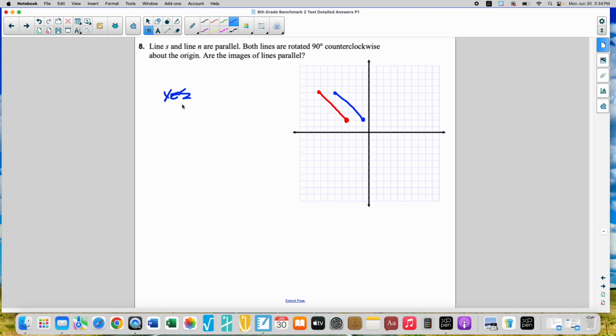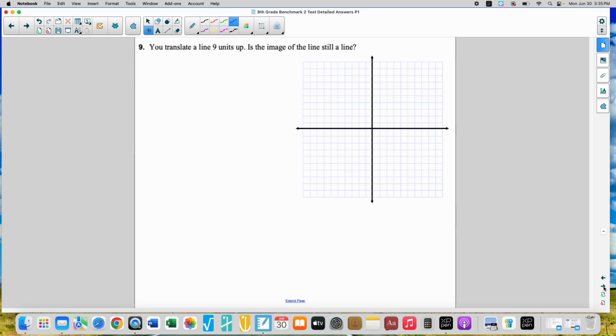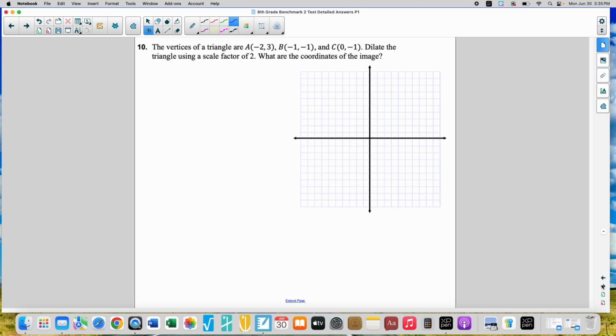Okay, and then we could apply the translation part of rotating it 90 degrees and still see that those values, and we could take the slope and we'd find out that the slopes are the same. When lines have the same slopes, they are parallel. You translate a line 9 units up. Is the image of the line still a line? So we can take a line and move it up 9 spots, 1, 2, 3, 4, 5, 6, 7, 8, 9, and it is still a line. So yes, it's still a line and it's parallel. That's not a question, but that's a good one.